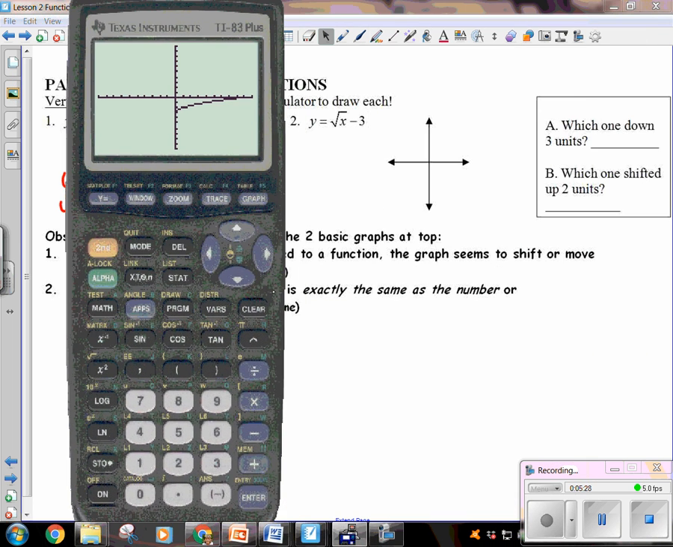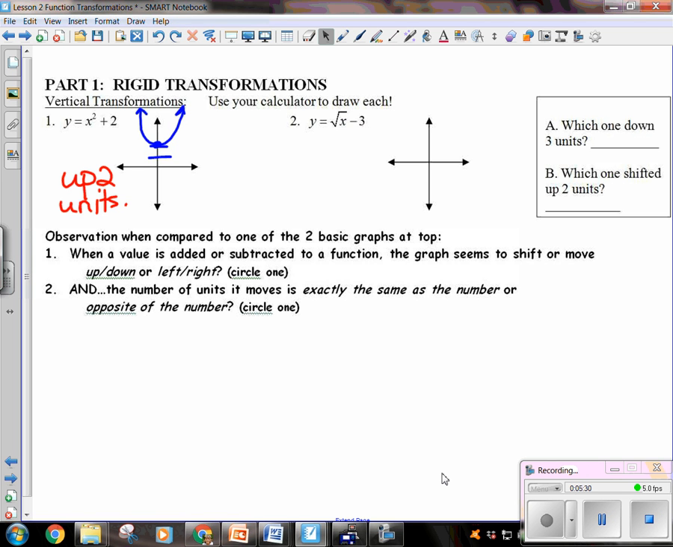What changes took place? And I hope that you can see that it looks like it went down 1, down 2, down 3. It still has the same shape. If instead of starting in the center, starting at 0, 0, this one looks like it went down 3 units. All right, so it's asking these questions just to see if you're able to detect which one went down 3 units. Number 2, which one shifted up 2 units?